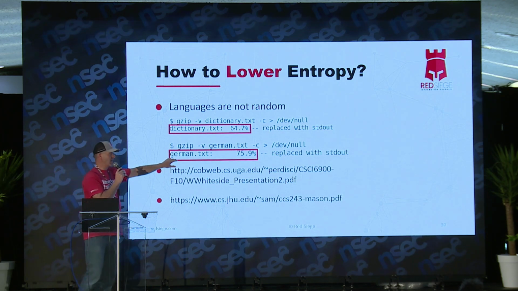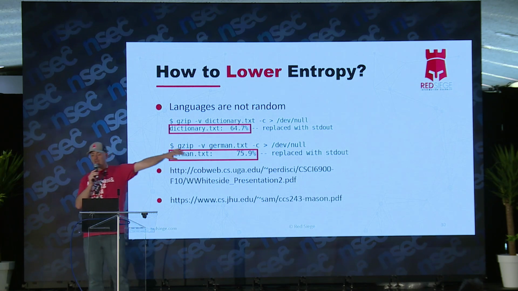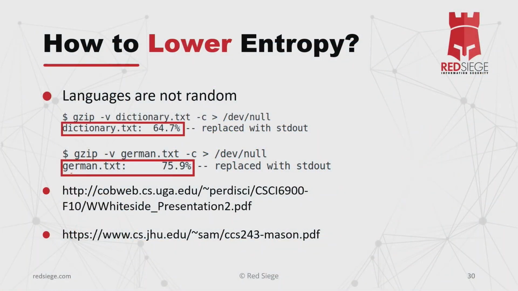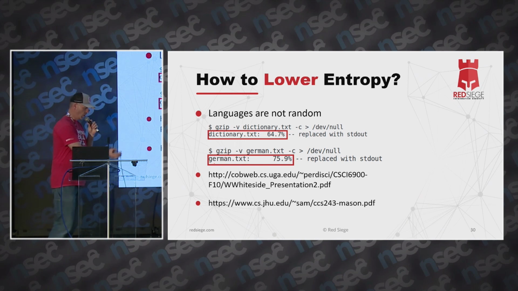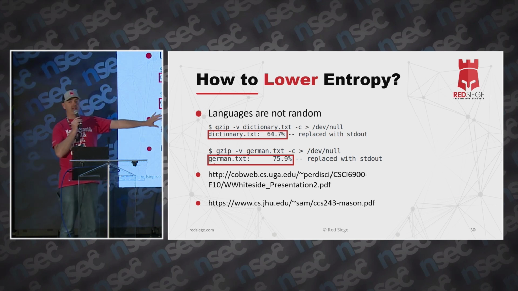But now I did the same thing with the German dictionary, and I compressed it by 75.9%. So that tells me that, one, German is not only more terrifying than English, but it is also less random than English. It is more compressible. It is lower in entropy. So this leads to an interesting thought experiment that some people went down. You can check out these papers to find out more about it.